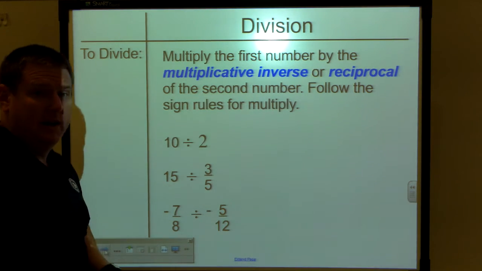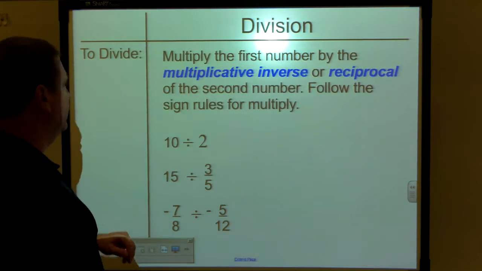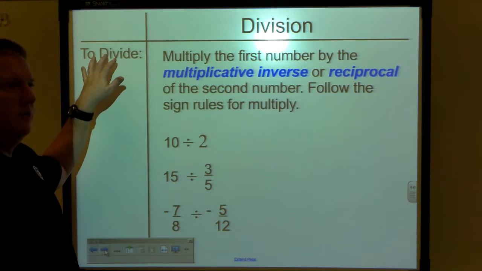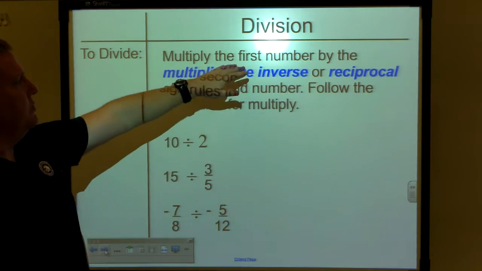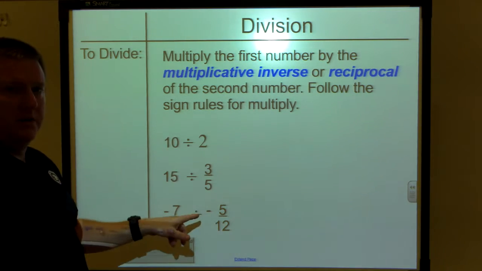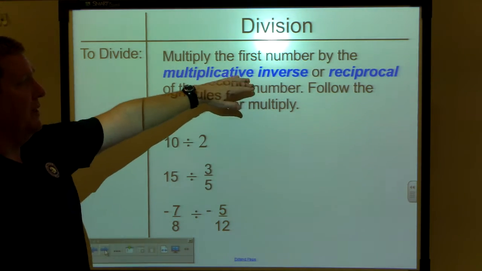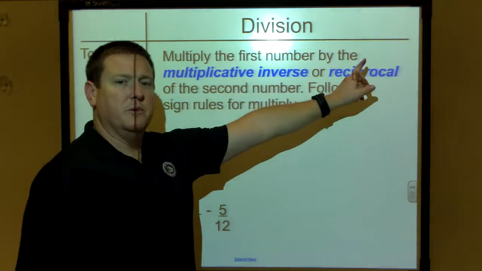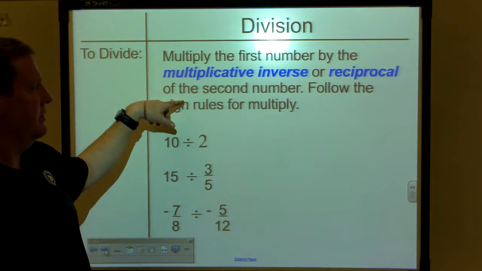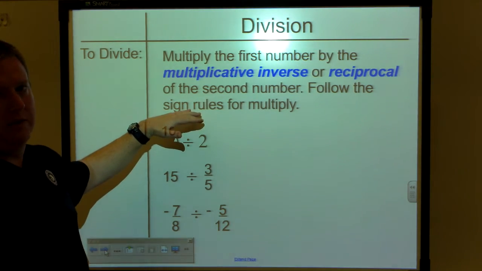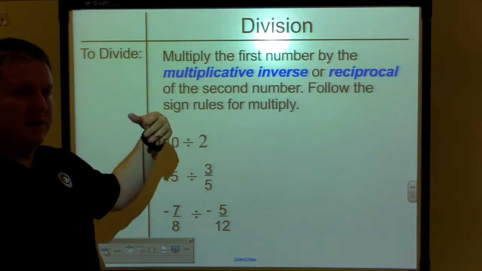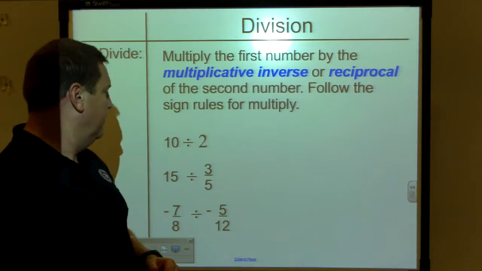Okay, there is a PDF or notes that you can print out if you'd like. First of all, the general rule for dividing is to multiply the first number, and we're usually only talking about two at a time, by the multiplicative inverse, also called the reciprocal, of the second number. Then you follow the signs for multiplying, the rules about the signs: positive, positive, or positive, negative.